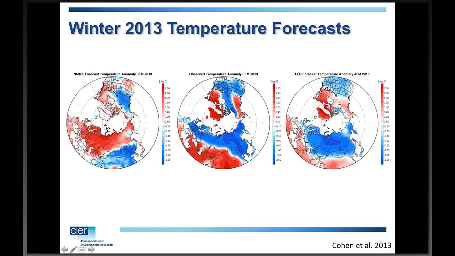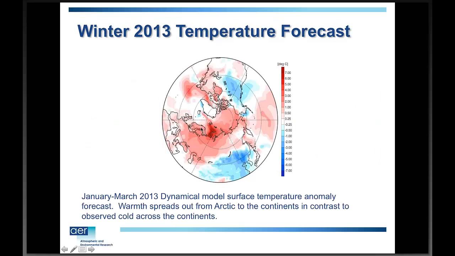Here's that dynamical model forecast on the left, here's the observed, here was our forecast from two winters ago. You should see a lot of warmth in the continents, and I masked out the oceans. But if you include the oceans, you can see this bullseye of warmth over the Arctic, and that warmth spreads out to the continents. And this is the dynamical model. This did not happen in the observations. And why is that?